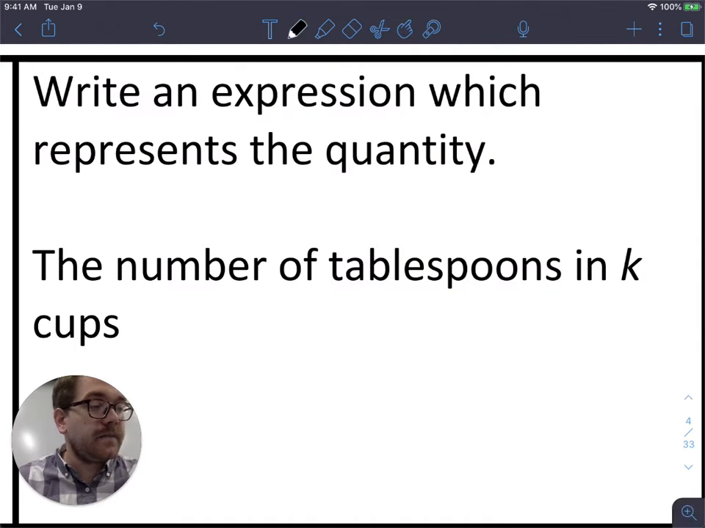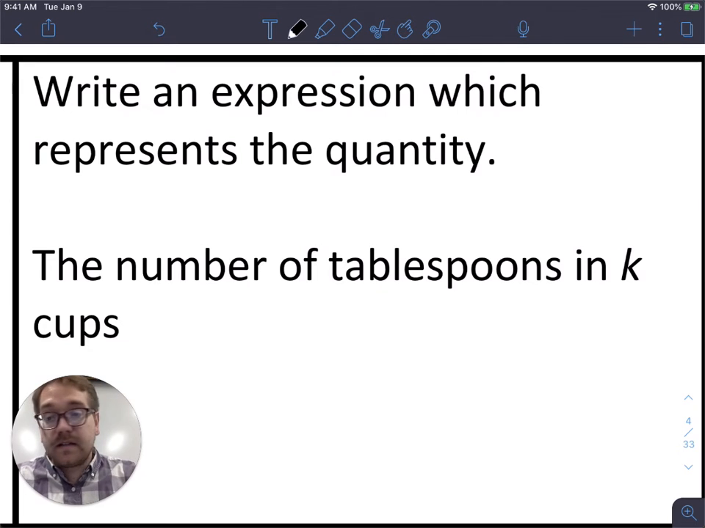Okay, last one. Write an expression which represents the quantity the number of tablespoons in K cups. Okay, this one's a little bit different. We have to think about it a little bit. So when it says the number of tablespoons in K cups, we actually need to know how many tablespoons are in 1 cup. Okay? And now you could look this up, or maybe you know it. Maybe you really enjoy baking and you know it.